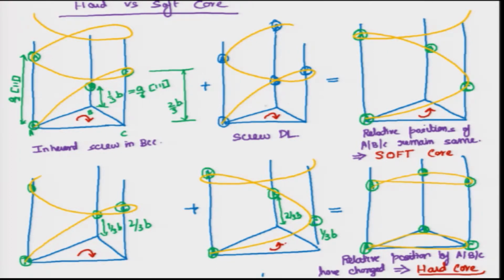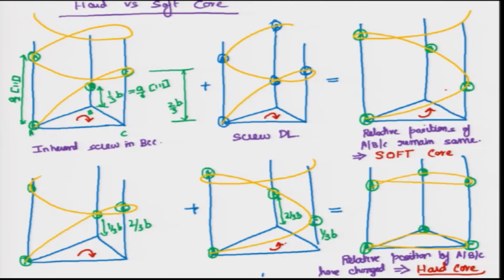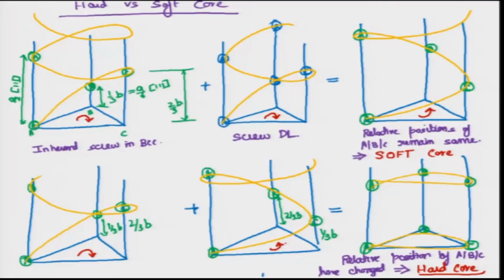Here soft core means that you have the inherent screw dislocation and a screw dislocation added when they are of the same sign, and you get a structure which is anti-clockwise, but what is maintained is the relative spacing between the different layers. So, they are still maintained and therefore, you can expect it to be lower energy. On the other hand, when you have a clockwise inherent screw in the BCC adding to an anti-clockwise screw dislocation, we get a structure where A, B, C layers get pancaked and the relative positioning of the atoms has been messed up. So, this energy will be much higher and therefore, this is termed as hard core, and this dislocation would not like to be in this.